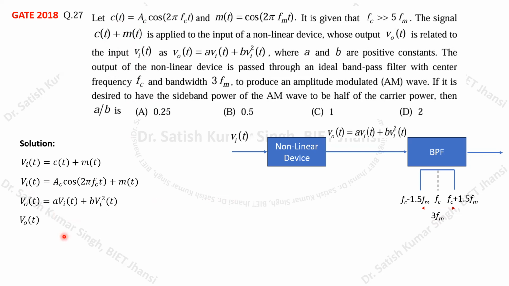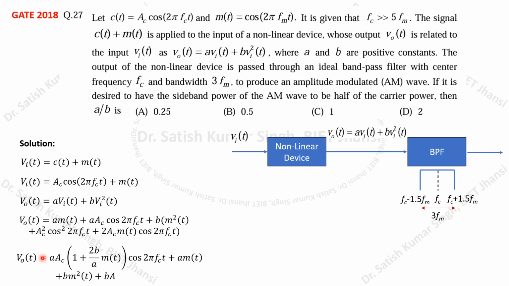If you substitute for V_in(t), this can be easily obtained as a m(t) + a Ac cos 2πfct + b [m²(t) + Ac² cos² 2πfct + 2Ac m(t) cos 2πfct]. Here b is the factor which is common to all the terms inside this parenthesis. This equation can further be rewritten and modified into this form.